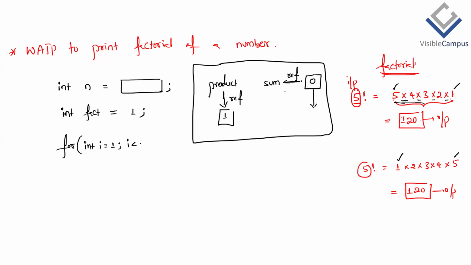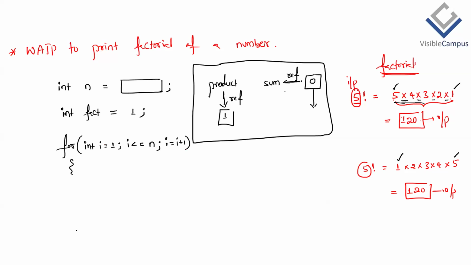i should be less than or equal to, up to which value? Up to n. 5 is not there in my program; 5 is there for our example. N, sir. Then each time the value has to be increased by how much? By 1 only. That's why i equals i plus 1.